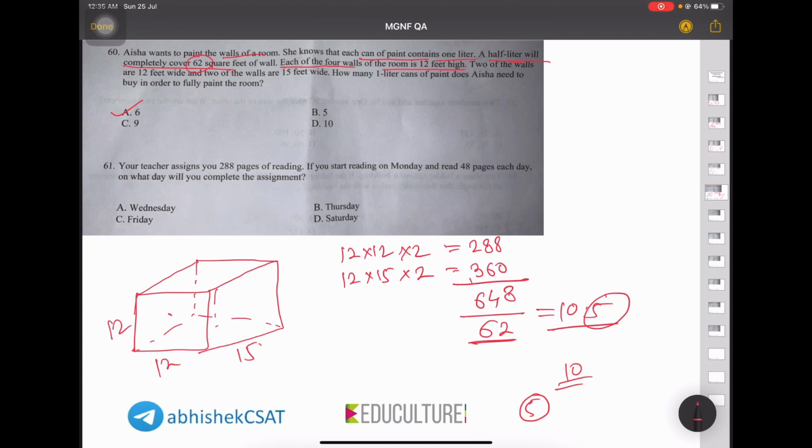Next, your teacher assigns you 288 pages of reading. If you start reading on Monday and read 48 pages each day, Monday, Tuesday, Wednesday, Thursday, Friday, Saturday and Sunday, on what day will you complete the assignment? This is a simple question. 288 divided by 48 is 6. We need 6 days. That means you start reading on Monday, 1, 2, 3, 4, 5, 6. On what day will you complete the assignment? Saturday. Okay, Saturday is the answer.